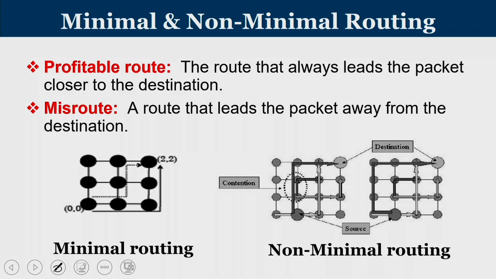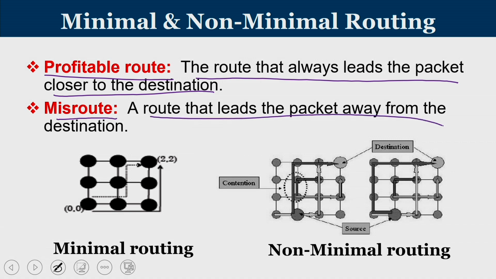Now, one small illustration of minimal versus non-minimal routing. Minimal routing is also known as a profitable route, the route that takes the packet closer to the destination, and a misroute is also known as a non-minimal route, a route that leads the packet away from the destination. So, consider the case where a packet from 00 wants to go all the way up to 22. This is a minimal path because every step is taking me closer to the destination. This is also minimal, this is also minimal, this is also minimal. So, there are many minimal paths.